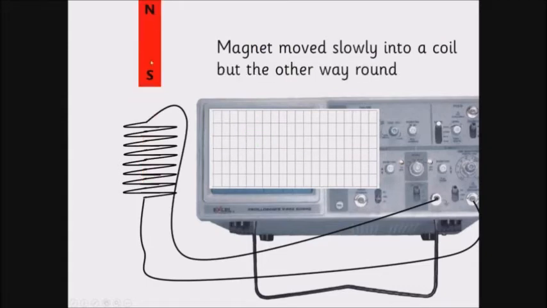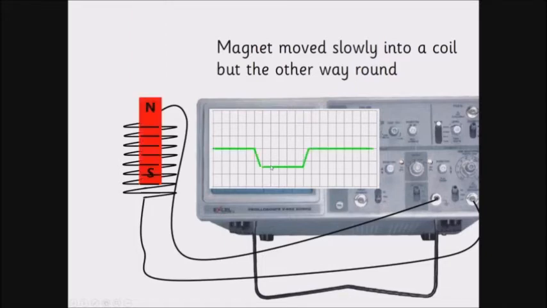So now it's not the north pole that's first, it's the south pole, and you should be able to predict. There you go, we've got a long negative voltage induced. So this is opposite to the very first one that we did. Okay, so let's do that again. So as it comes in, it's now negative when there's movement.